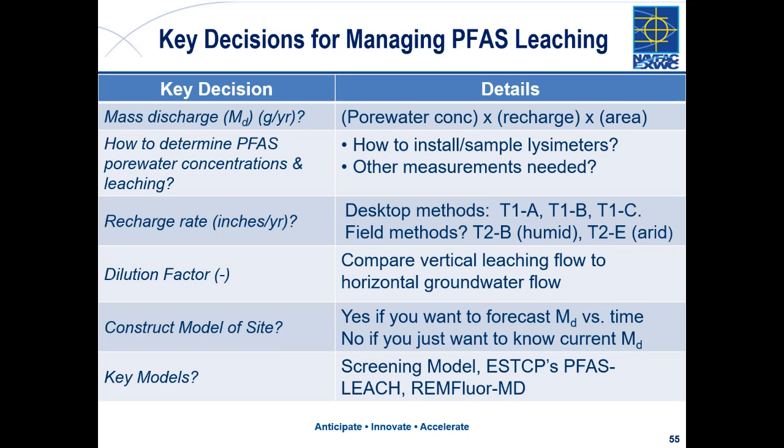Then dilution factor, where you compare that vertical leaching to horizontal groundwater flow, that's a key equation. And if you want to do models, we talked about that. It's, yes, if you want to try to get some understanding of what might happen in the future, but you don't have to use a supernumerical one. There are these different tiers of model, and apply the tier to the one you want.